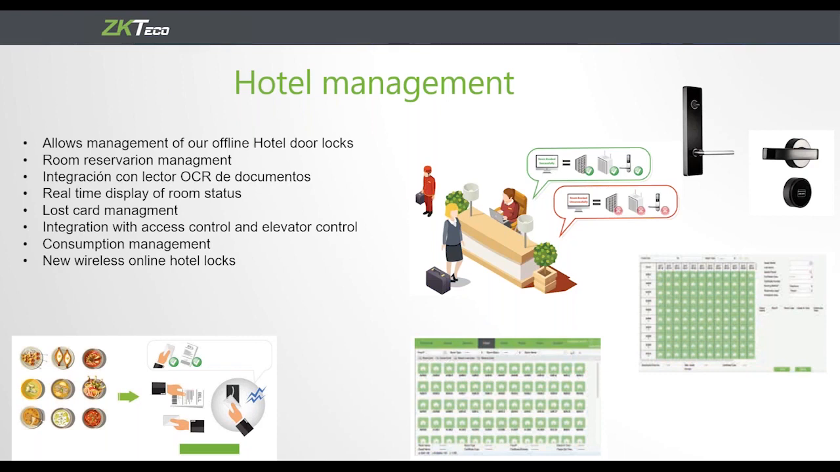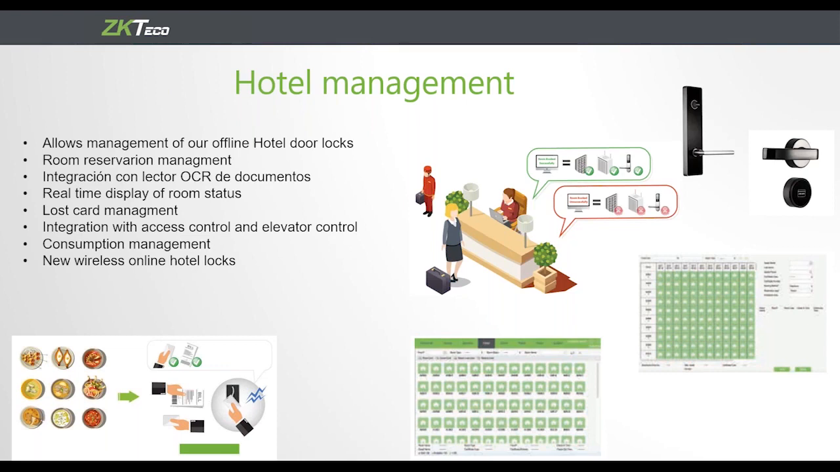It is also integrated with the access control and elevator. It means that with the same card that we give to one guest to open his room in the hotel, he can also open rooms that belong to the access control. For example, if there are some special rooms like VIP rooms, like swimming pool, we can use the same card to activate that part. Also the parking, and we can also in the same card use it for the elevator control.